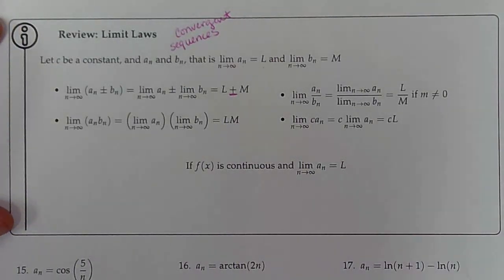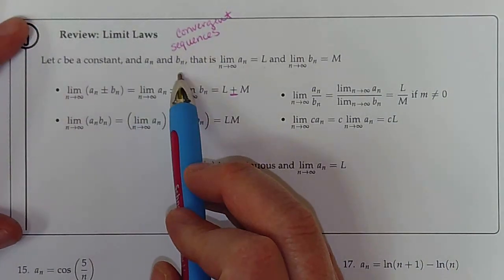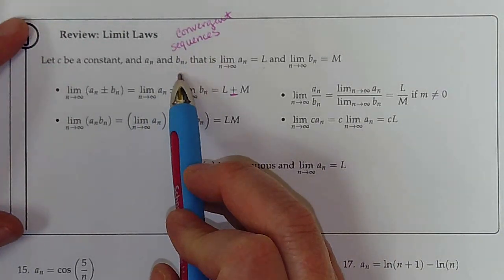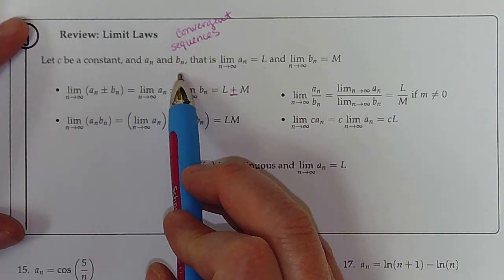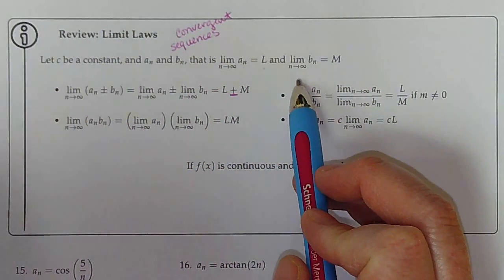Okay, we're going to go ahead and review the limit laws from Calc 1. We're going to start off by assuming that a sub n and b sub n are convergent sequences. That means they converge to a finite number, and we're going to represent that with the capital letter L and the capital letter M, respectively.